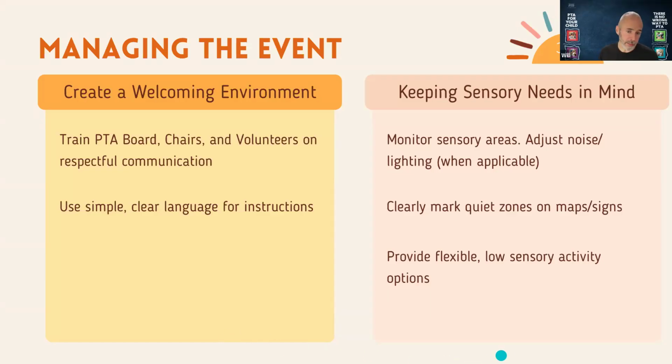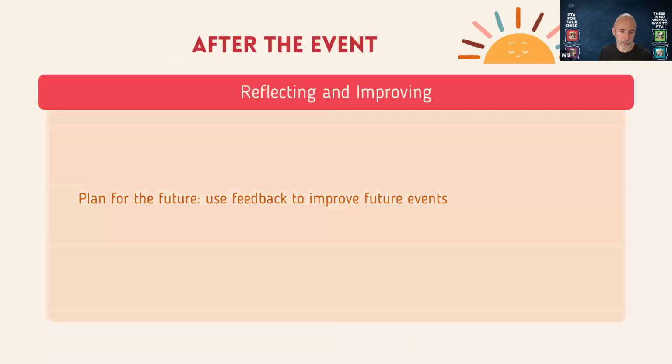We want to clearly mark those kinds of zones. So if you do have a sensory area, make sure that it is known that's what it is and where it is, and then when possible, provide those flexible low sensory activity options. Again, it could be simple games, it could be fidgets, it could be anything. There's all kinds of things. And this will especially come from learning your community. The more you talk to your families and your teachers and find out what they like, what works for them, you can start making decisions about what these areas will look like.